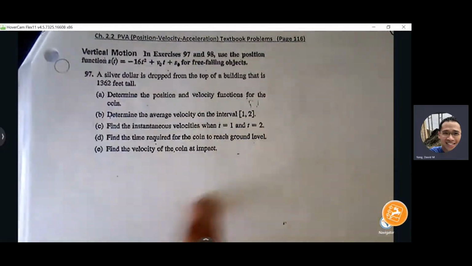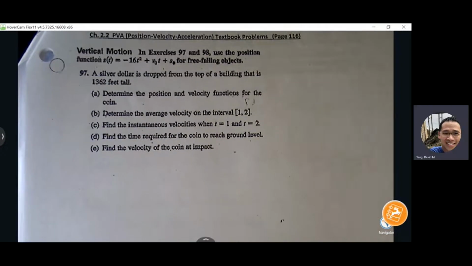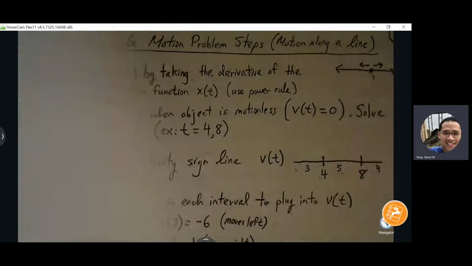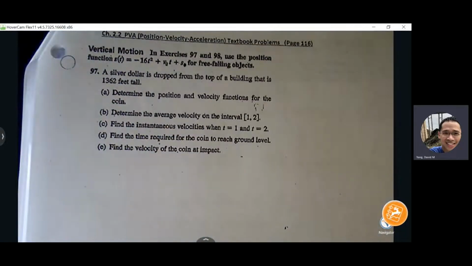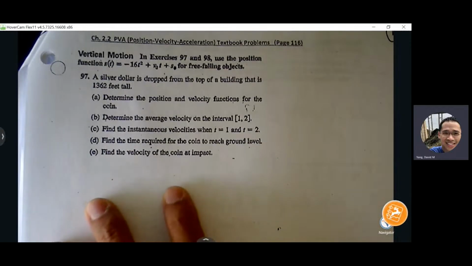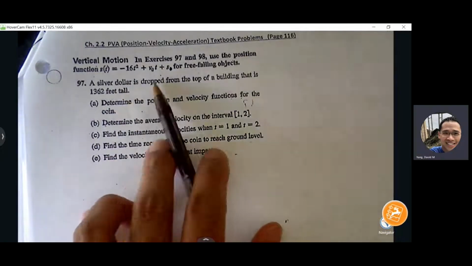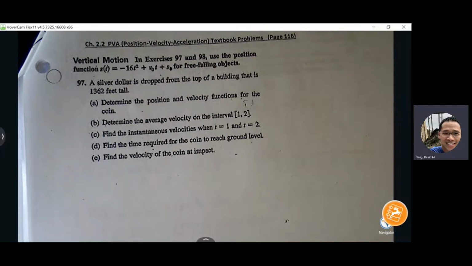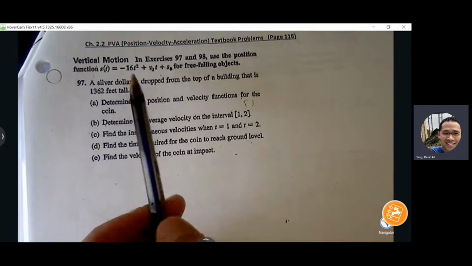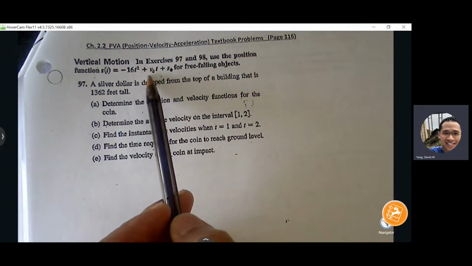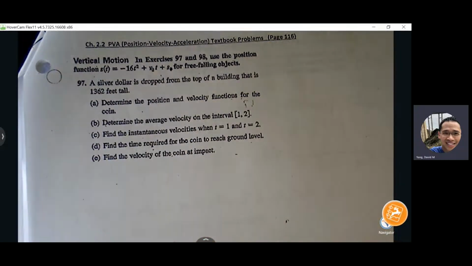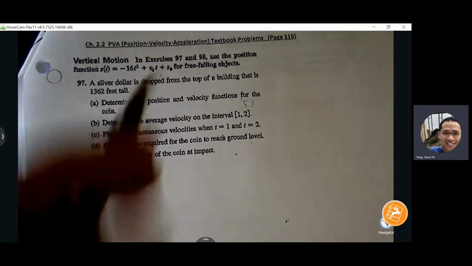So I'm going to work through 97 with you, and then 98 to 100 will just be part of your homework assignments. But you can do it on this page and you can show me on Monday. Okay, but let's talk about 97 so you can see how the problems are set up. Okay, so it says in exercises 97 and 98, use the position function s sub t equals negative 16t squared plus v sub 0 t plus s sub 0 for free falling objects.